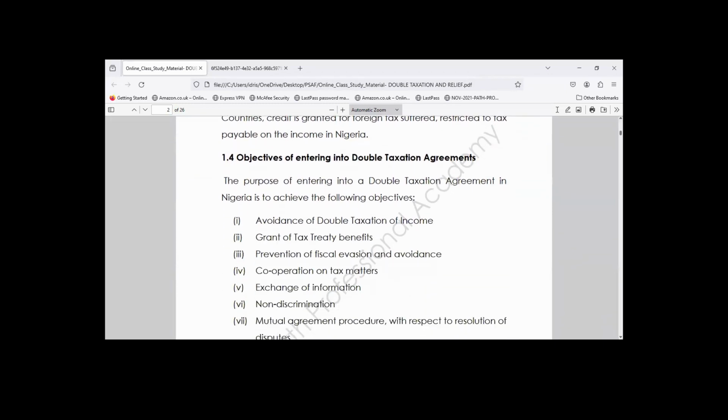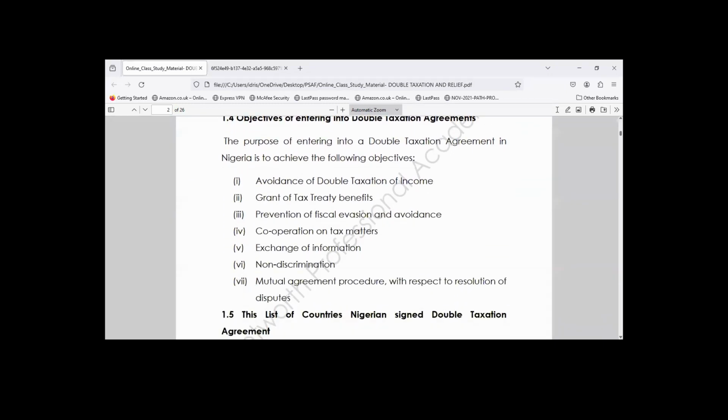Objectives of double taxation agreements. What are the objectives of double taxation agreements? Number one objective: exchange of information. Number two objective: avoidance of double taxation of income. Another objective: prevention of fiscal evasion and avoidance. Another objective: cooperation on tax matters. Another objective: non-discrimination between taxpayers. Mutual agreement procedure is one of the objectives of double taxation agreements.